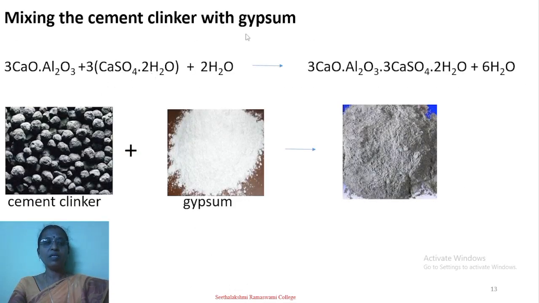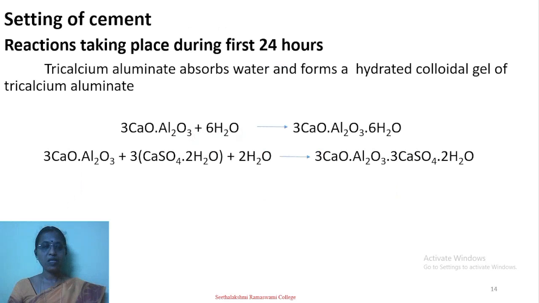Mixing the cement clinker with gypsum. The cooled clinker is mixed with gypsum, that is hydrated calcium sulfate, to produce calcium sulfoaluminate. Setting of cement. When the cement is mixed with water, it absorbs water and produces a hard mass known as hardening or setting of cement. This setting of cement takes place up to 28 days.